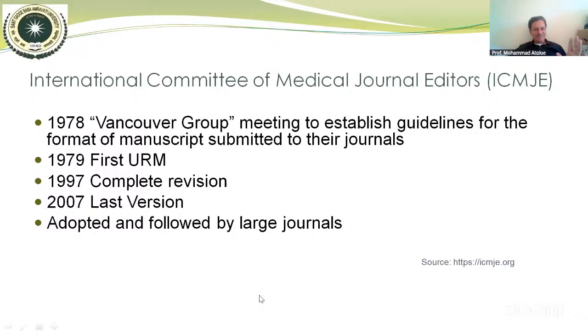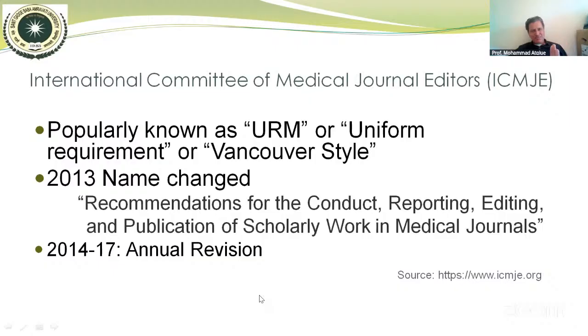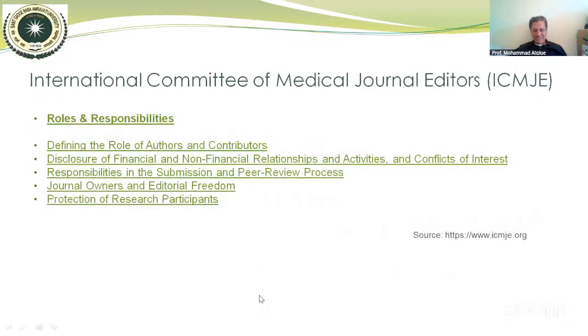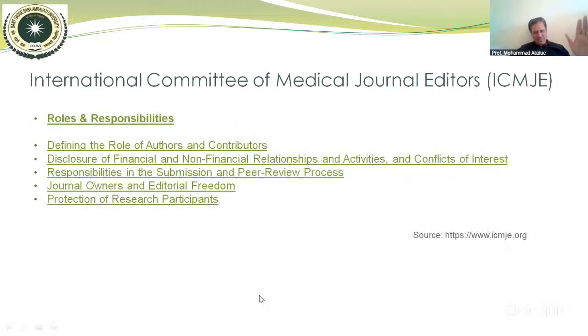Since they met in Vancouver, Canada, it is also called the Vancouver group, and their first meeting took place in 1979. The first URM came up then, with a complete revision in 1997, and 2007 is the latest version. It is adopted and followed by almost all the large journals. It is popularly known as URM, or the Vancouver style, because the meeting took place in Vancouver. There is no other reason for that. They come up with some annual revisions, and there is a lot of stuff you can explore later on.